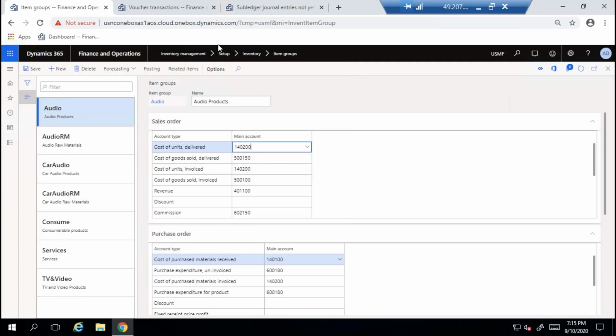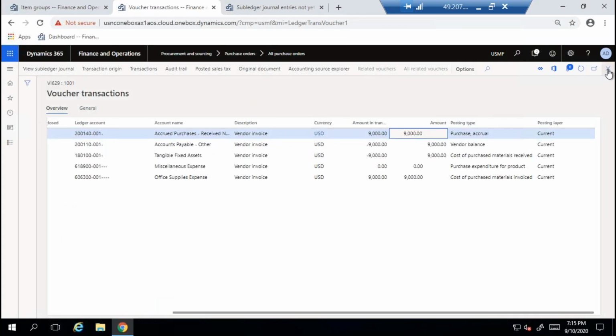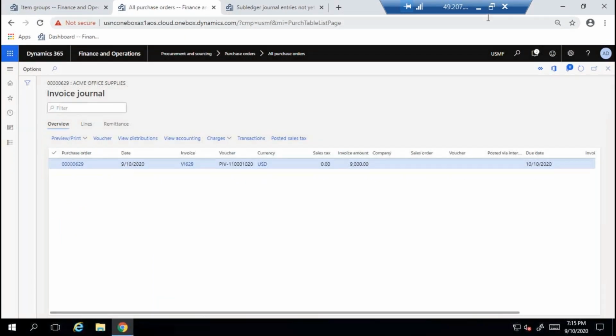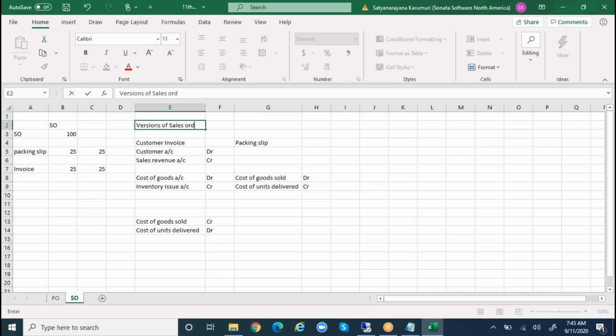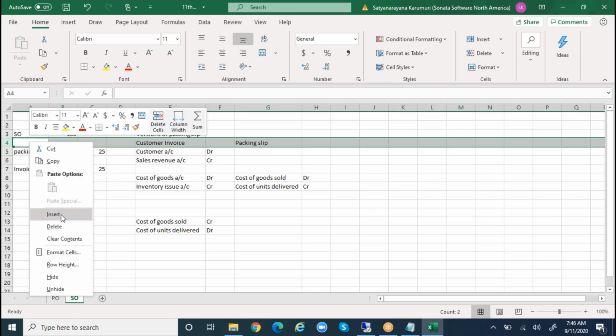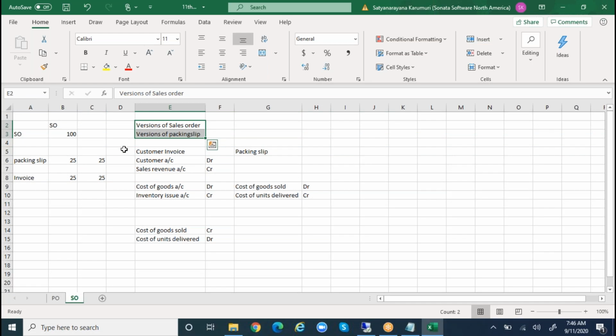Okay. I'm not exactly sure about the question I'm about to ask. Is it like versions of packing slip or versions of sales order? Is there anything like that? Versions of sales orders, versions of packing slips. I don't know what I'm actually asking you. I will attempt this answer after a few minutes. Something is there, but I will discuss that point later. I'm parking that one.